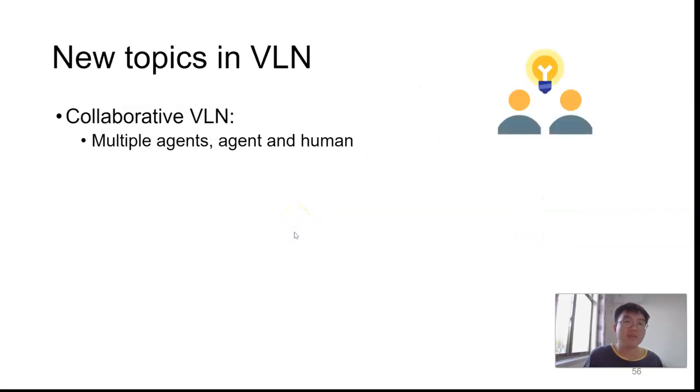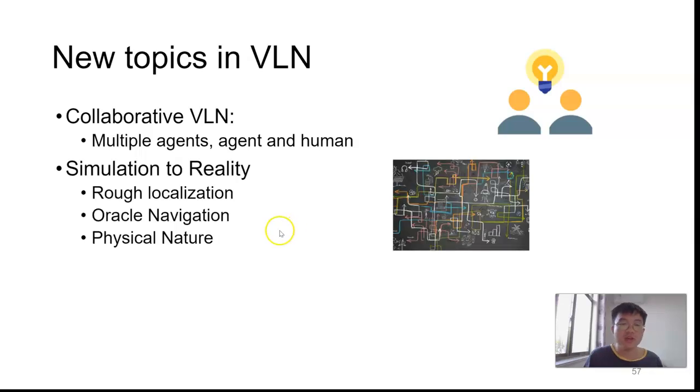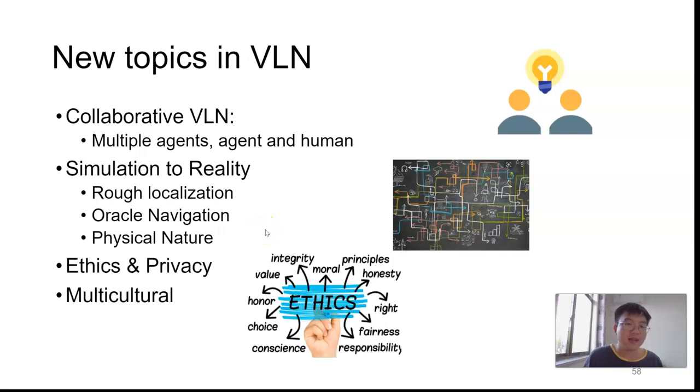We could also explore some new topics in VLN. For example, first, collaborative VLN. How can we build several agents at the same time and have them collaborate with each other and even with humans? Also, how to transfer things from simulation to reality. Lastly, how can we handle ethics and privacy issues? How can we analyze the cultural difference in the navigation process? All these are important topics.